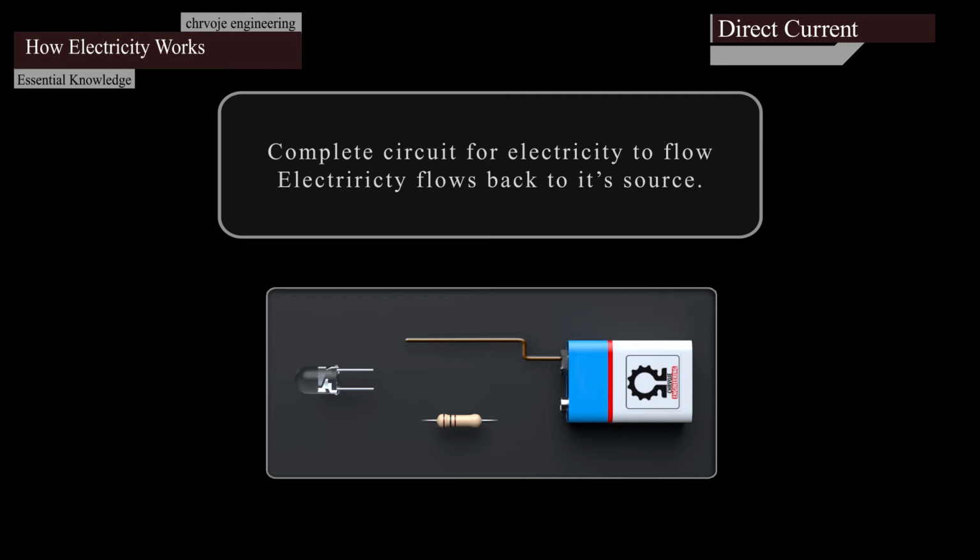For electricity to flow, we need to have a closed circuit. Electricity will then always try to get back to its source.